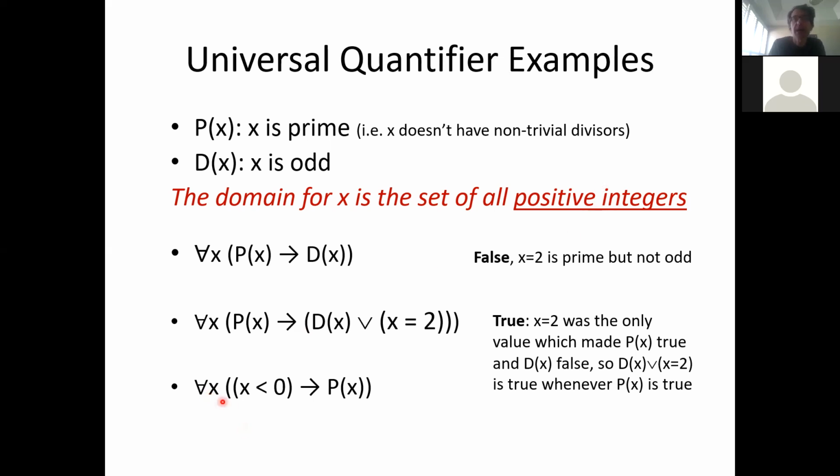So what about this part? Well, this is not so hard actually, because this part is simply never true. For all x's in the domain, x less than 0 is false. So this implication is equivalent to an implication that says something false implies x is prime.